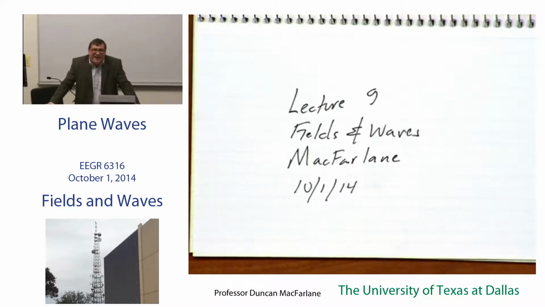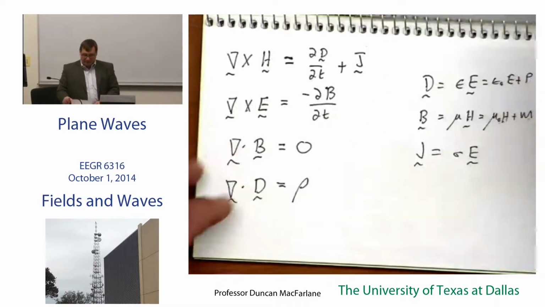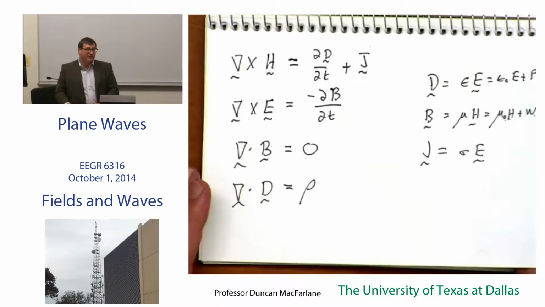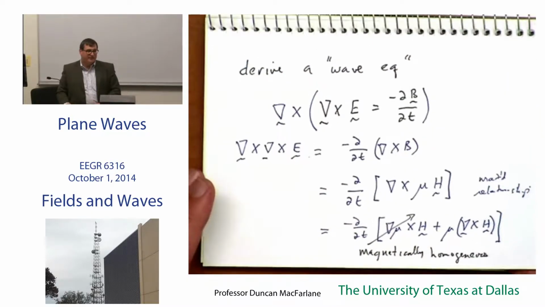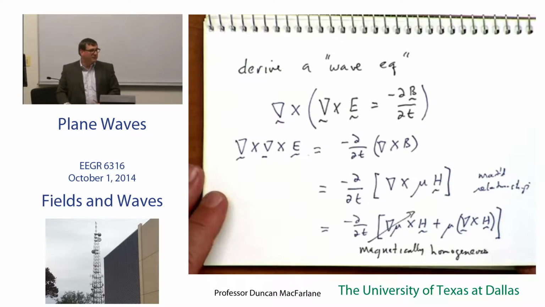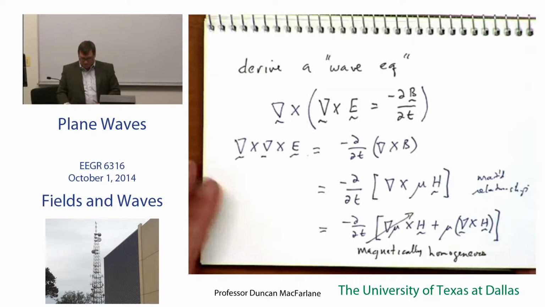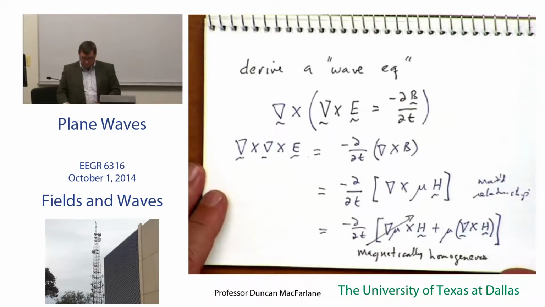All right, well, welcome back. We have finally made some progress. Last time we started with Maxwell's wave equations. We did what we've done once before, and what we're going to do several times again in coming weeks. We derived a wave equation. Take the curl of both sides of this Maxwell's equation and work through the mathematics.